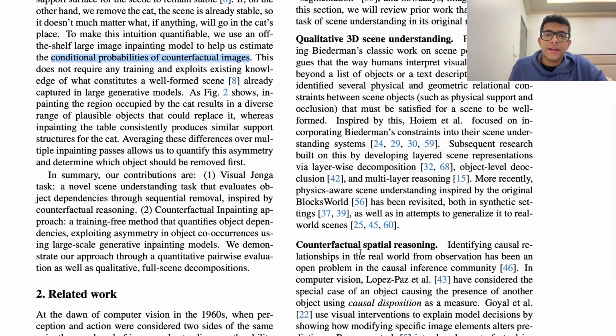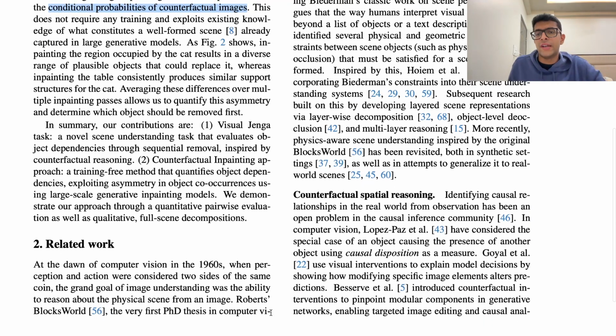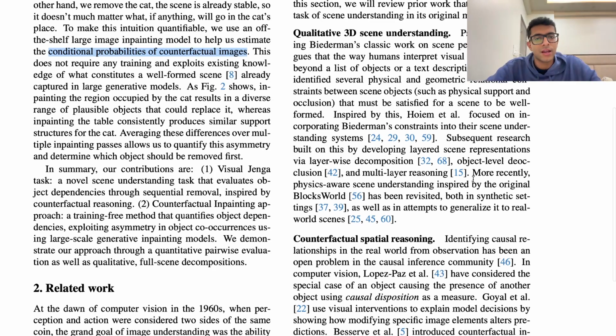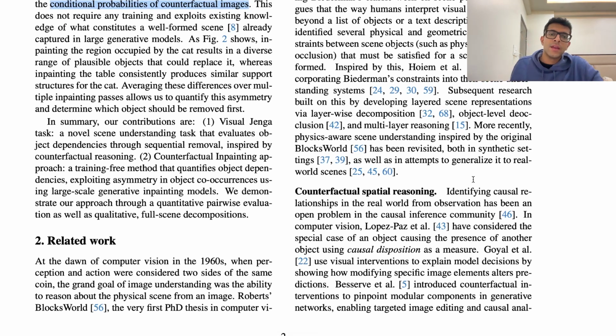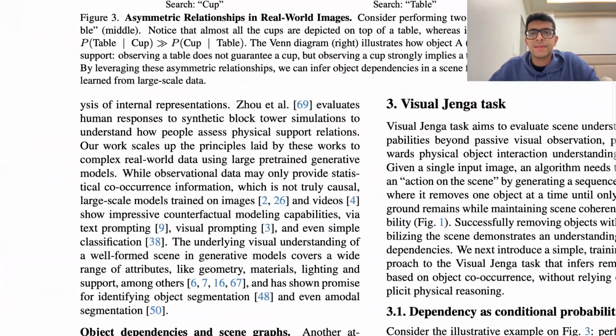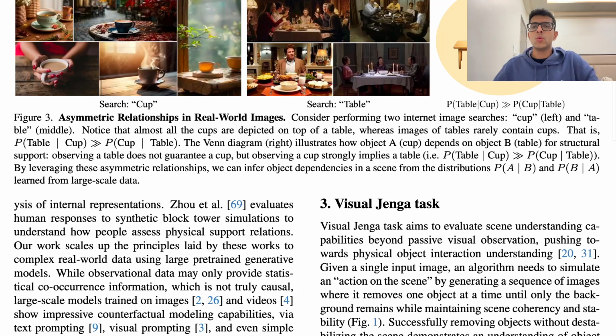Now, till this point in the paper, we are just referring to related work. We're going to work on qualitative 3D scene understanding that has happened beforehand. It basically refers to the layer-wise understanding of the scene, and then the counterfactual spatial reasoning. And of course, next is the asymmetric relationships in real-world images.